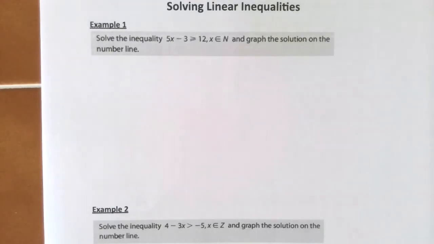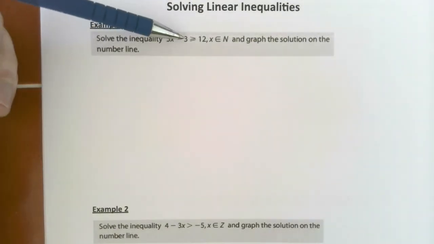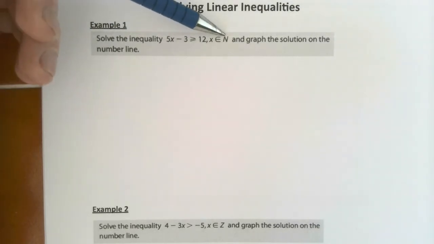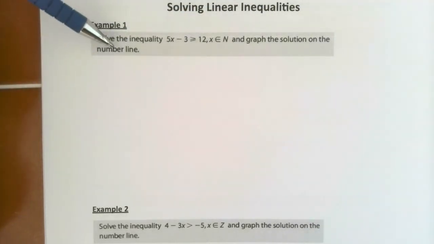This example is on solving linear inequalities. So we've got two examples to look at. First one, solve the inequality 5x minus 3 is greater than or equal to 12, where x is an element of N, and then graph the solution on a number line.